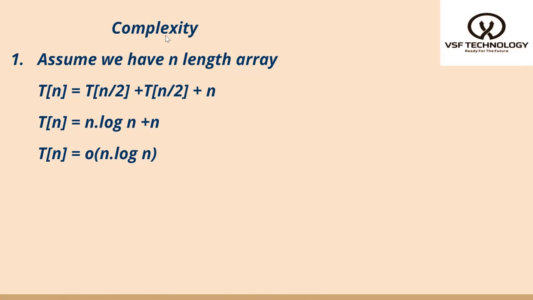Now see complexity. Assume we have an array of length n. T(n) = T(n/2) + T(n/2) + n, so n log n + n. T(n) = O(n log n).